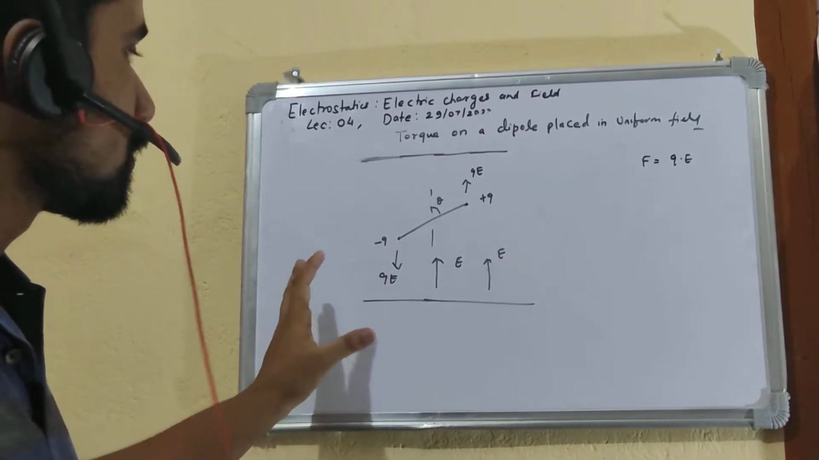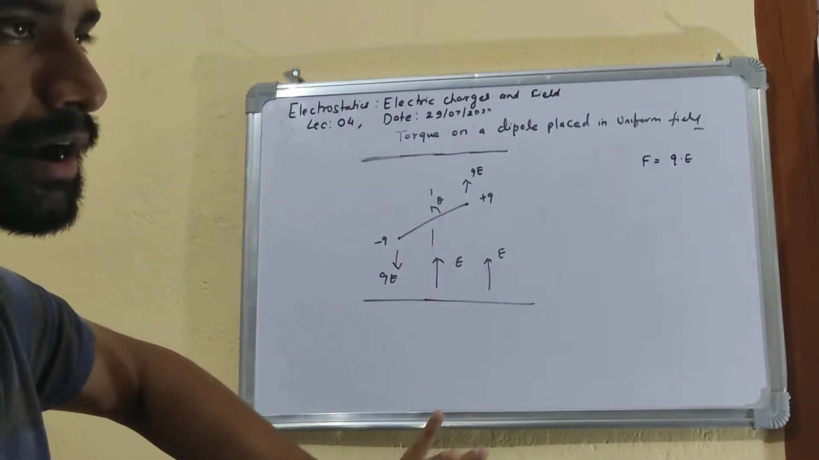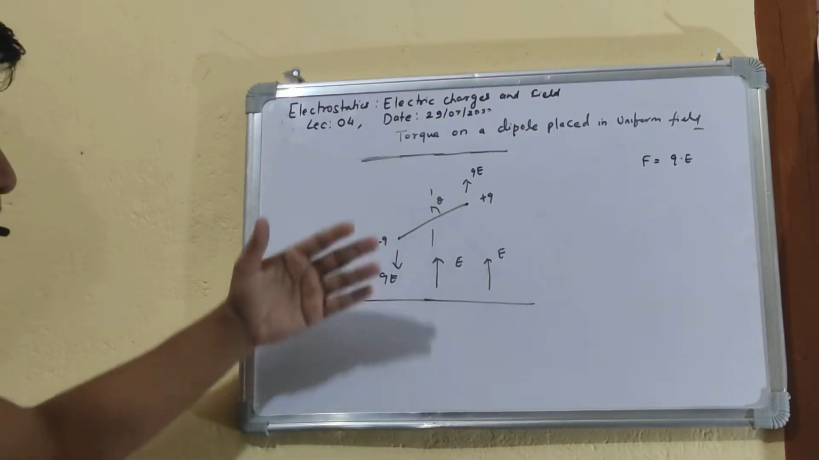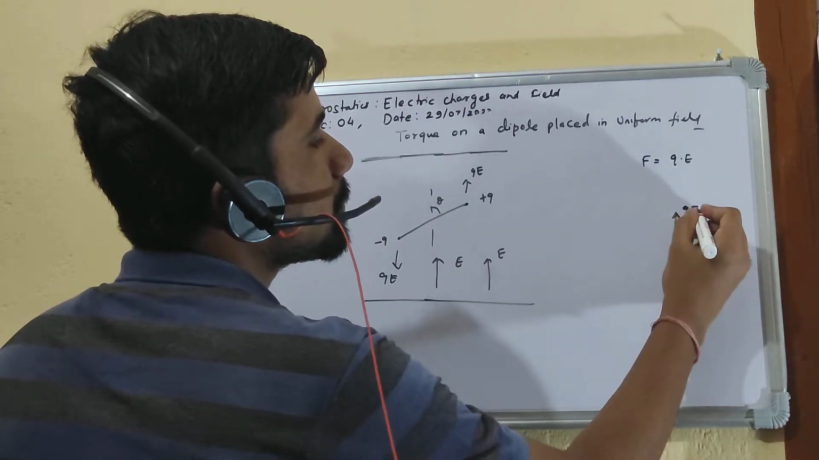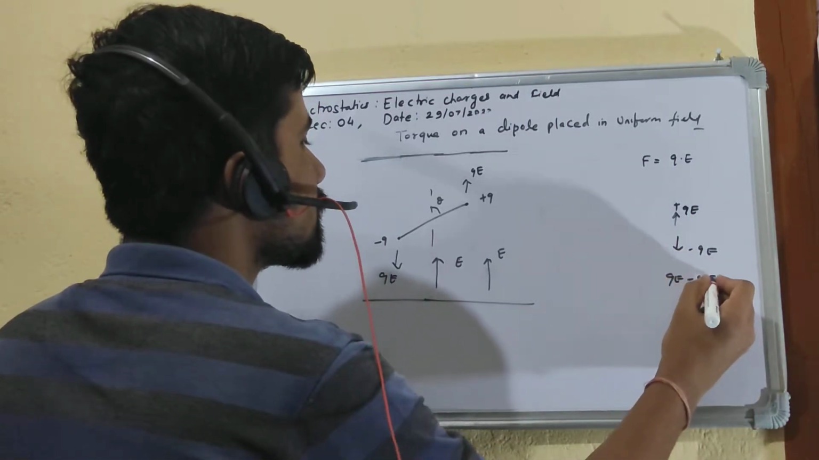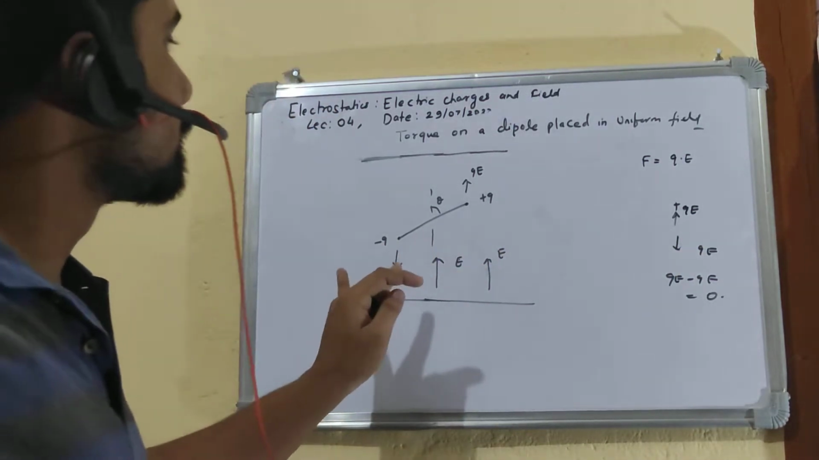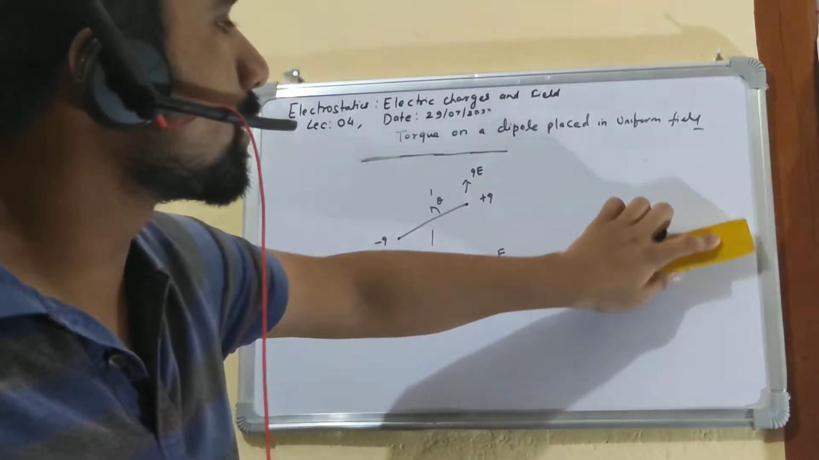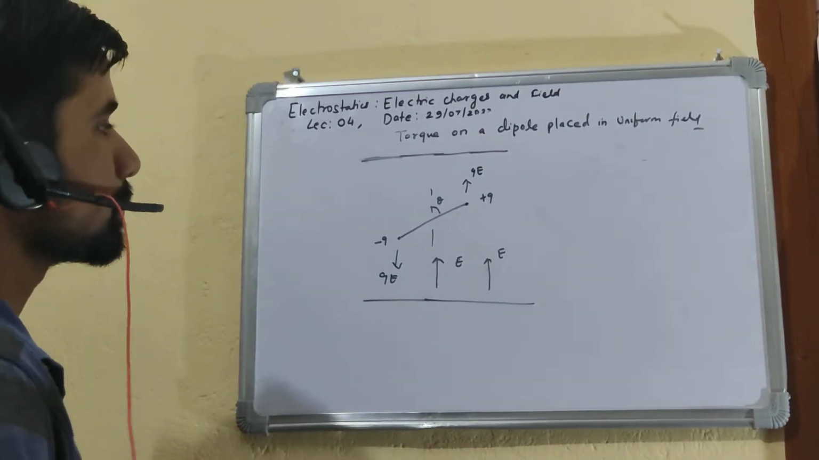Are you able to follow this one? Force on this plus Q is QE in the upwards direction, away from the source of the field. Force on this minus Q is QE in the downwards direction, towards the source of field, right? So if I talk about the net force, you can see that it is plus QE on the top, minus QE on the bottom. So net force is QE minus QE, which is 0, right? So net force is 0. Hence this system is in equilibrium in terms of force, but it has a torque acting on it, which can make this system rotate. How? Let's see how. Okay.